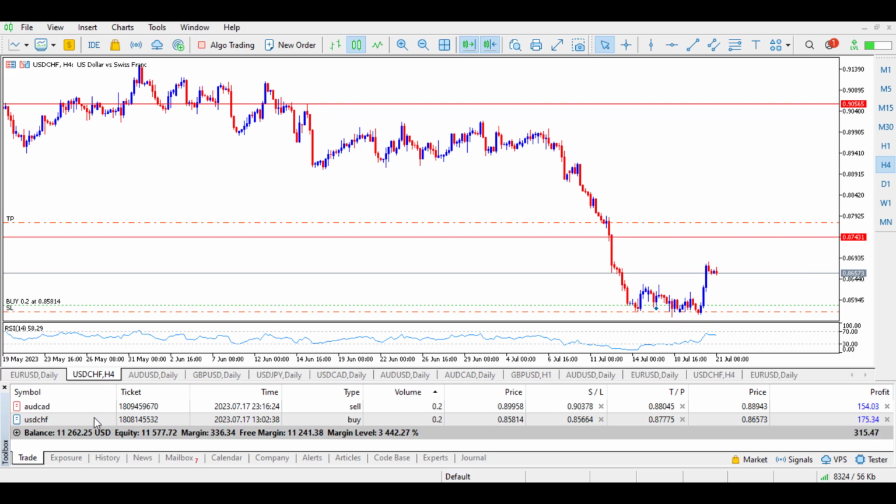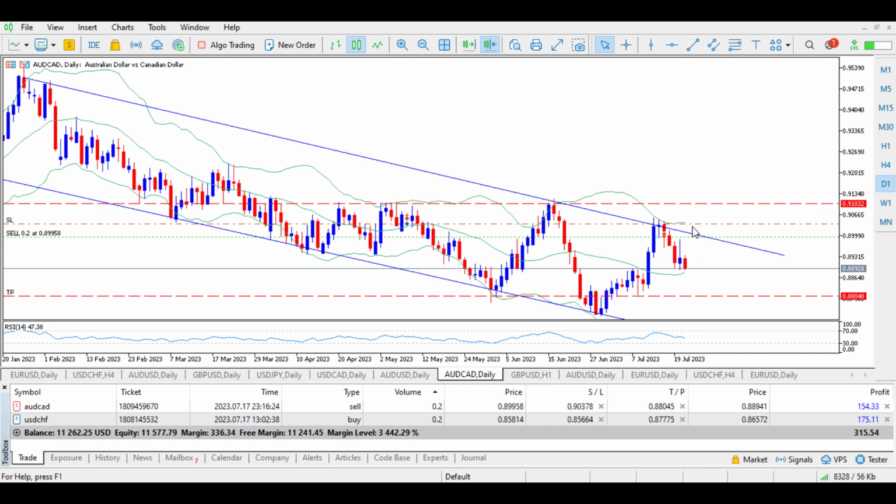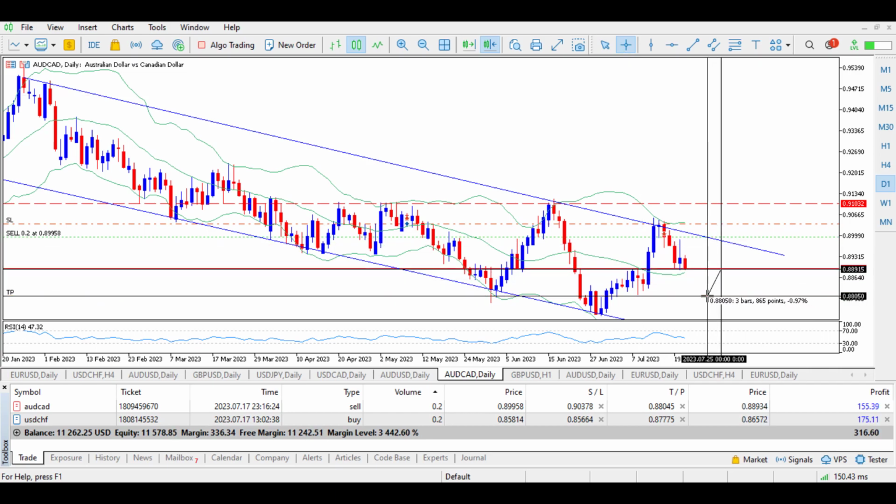In my AUD CAD trade, as you see here, I'm also in a good profit, and you can see on the chart that my stop loss is around 63.74 US dollars or 42 pips, and my take profit is here, 290 US dollars or 191 pips. From the current price to my take profit in the AUD CAD trade, I am 86 pips away. So it means that I need this price to go down around 86 pips more.